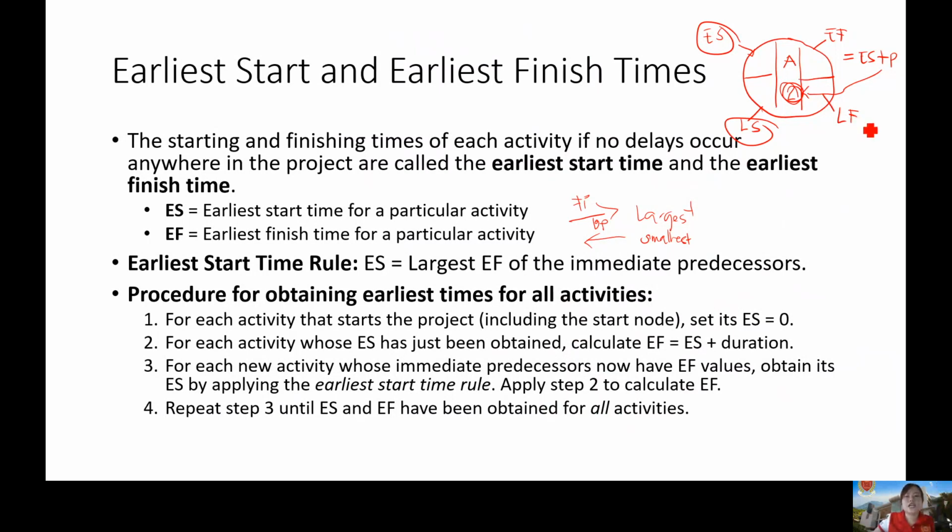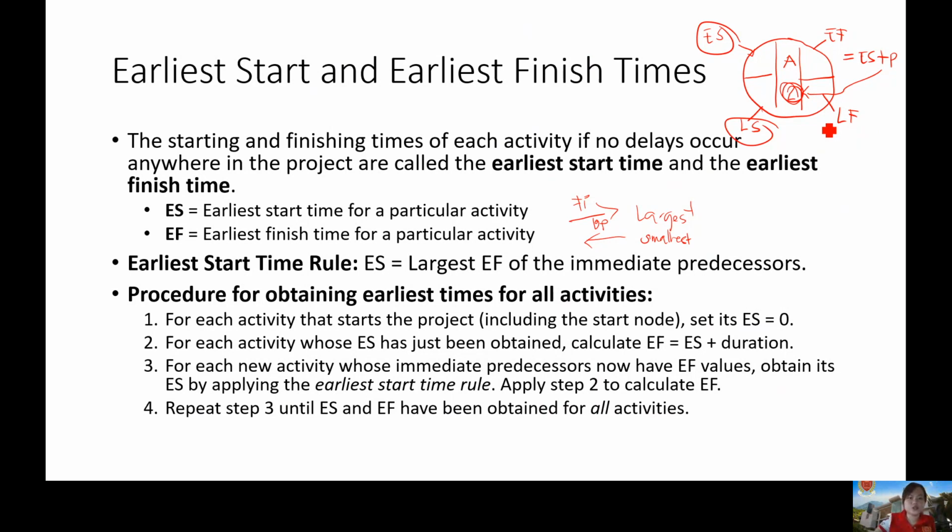Okay? And then you have here your LF. Your LF is your latest finish. Okay? In the backward pass, this is where you get the LF and LS. Then, in the forward pass, this is where you get the EF and ES. Okay? So, let's try to do that using this problem.